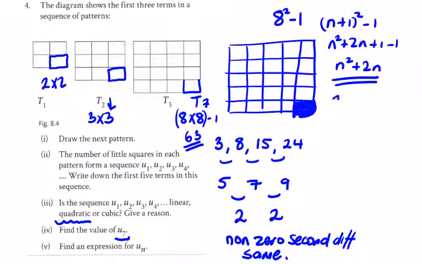And we put in 7, we're going to get 7 squared plus 2 7s, 14, 49 and 14 is 63, which is what we got over here. So we can check our answer and see that we're correct.